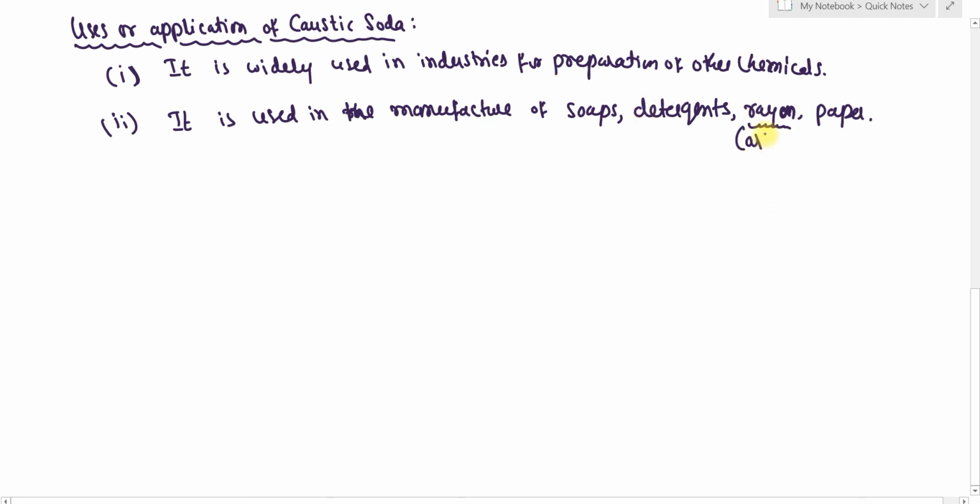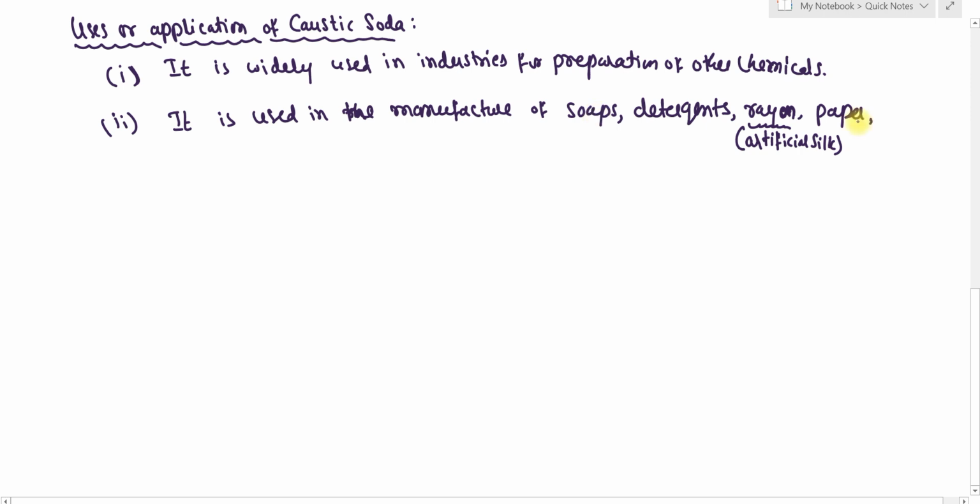So it is used in the manufacture. Caustic soda is used in the manufacture of soaps, detergents, rayon, paper. Then also it is used in the manufacture of other important large types of chemicals, etc. I am going to write etc.